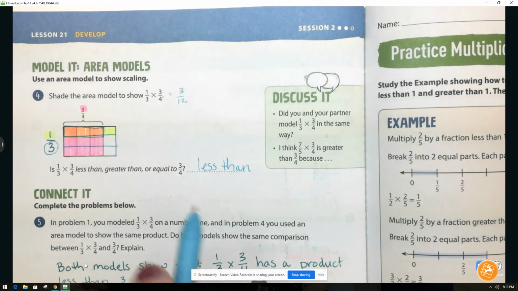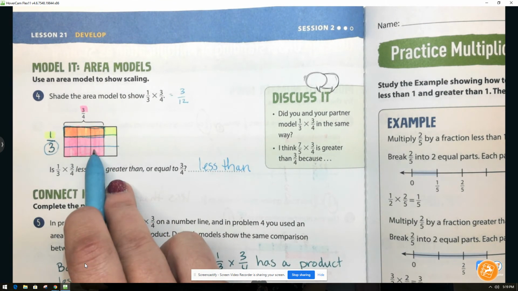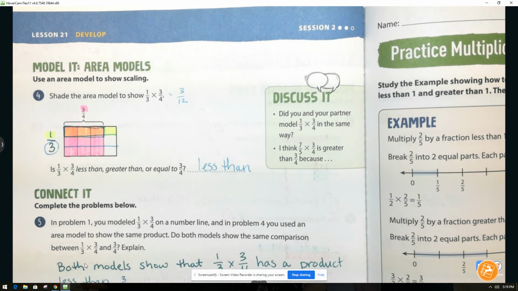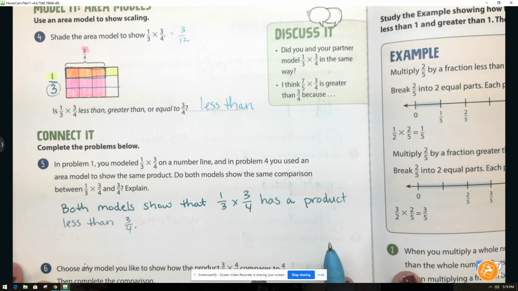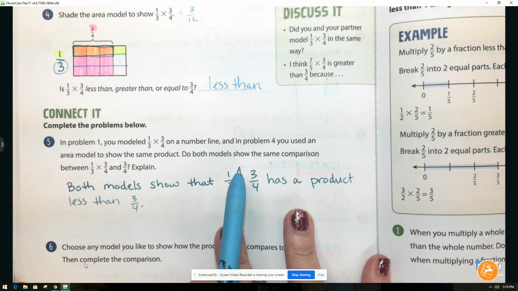All right. And if you look at the 3/4 section here, 3/4 is all the pink, and the orange is definitely smaller than the pink. So now let's think about it. It says here, in problem 1, you multiplied 1/3 times 3/4 on a number line.